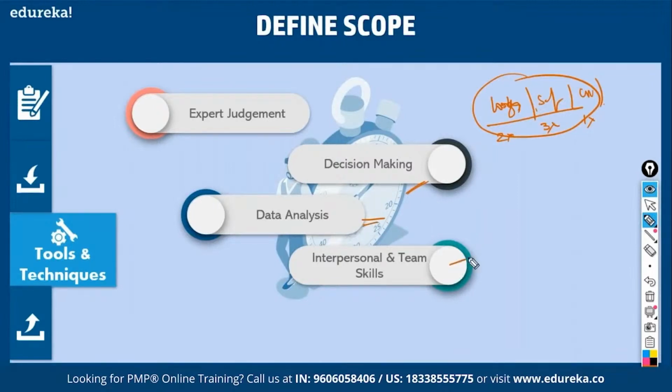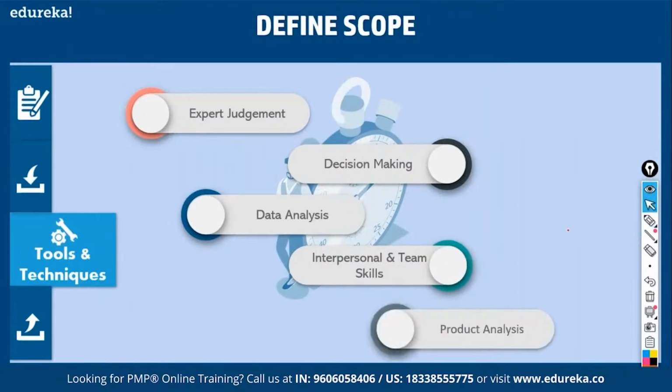Then interpersonal team skills. A lot of times while defining scope, you'll be meeting with cross-functional experts, people from design teams, technology teams, business teams, operations teams, marketing teams. You need to make sure all of them come to an agreement on all the product-based decisions. So as a project manager, you need to have a lot of facilitation skills, soft skills.